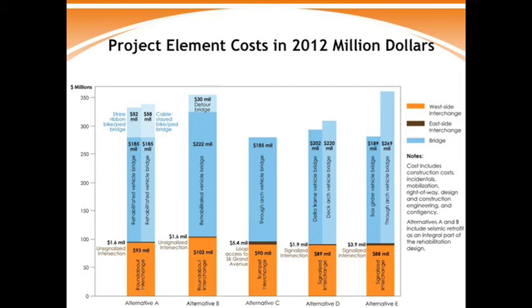The blue bars represent the river crossing, and the small light blue bars on top show the cost of the separate bike ped bridge on alternative A and the temporary detour bridge on alternative B. And the detour bridge is about $30 million.